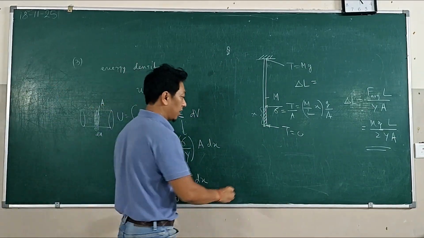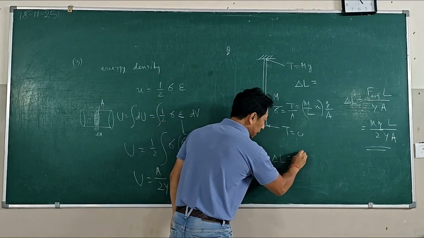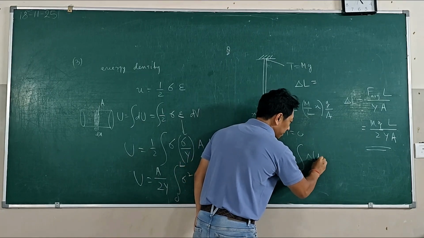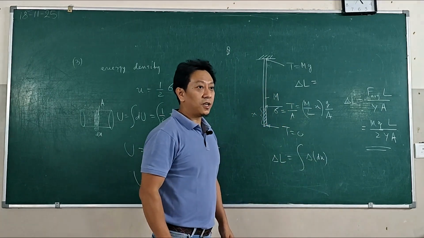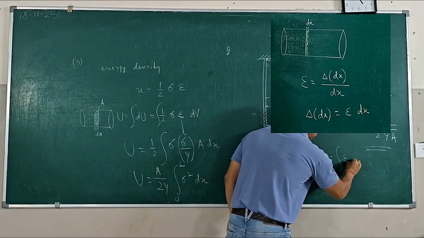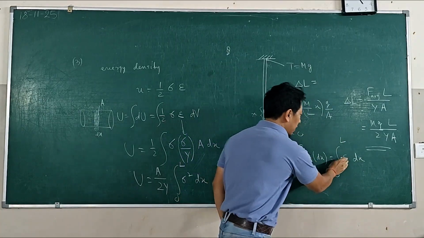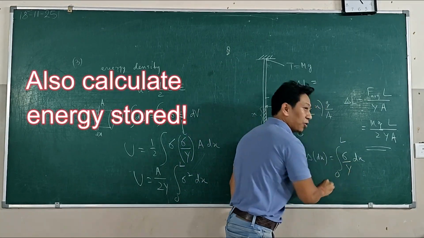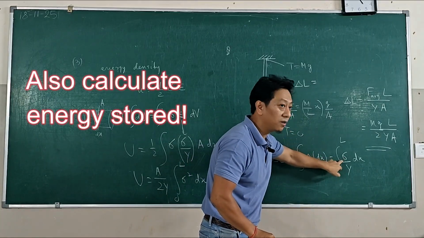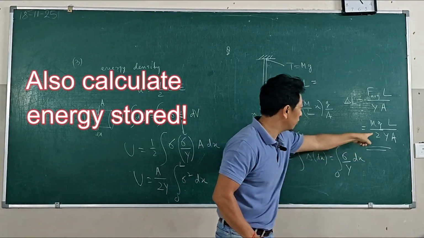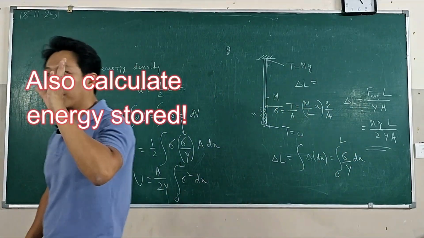Which integration, sir? Arre, delta L was what I told. Integral of change in dx. Change in dx was strain into dx. Strain is stress divided by Young's modulus. Put this stress here and then do integration. You will get this answer. But shortcut is better or not?